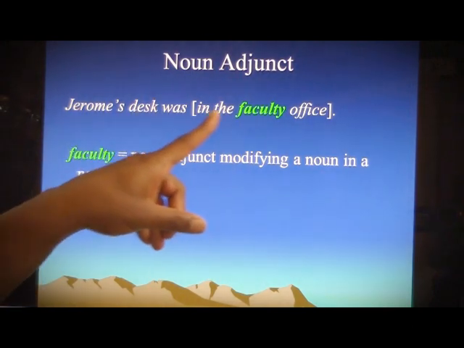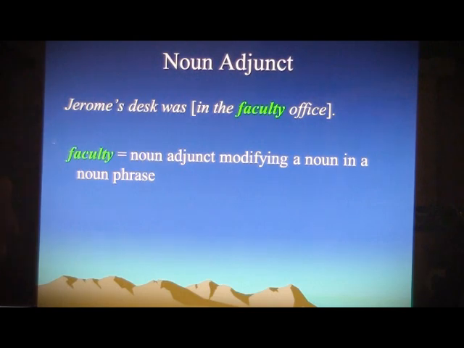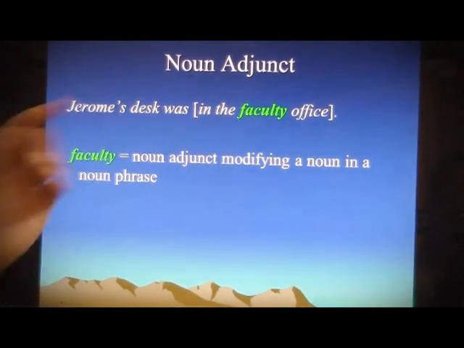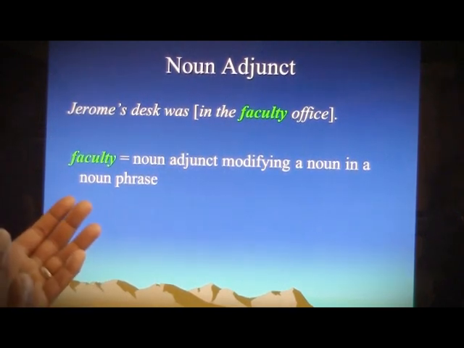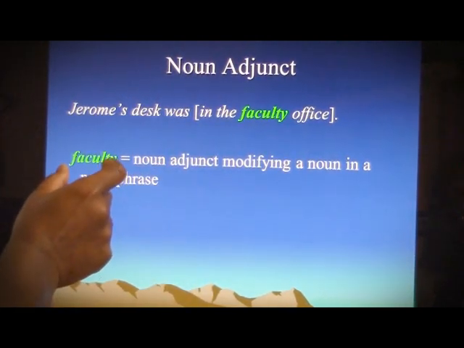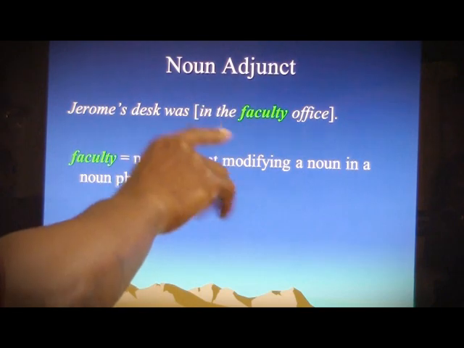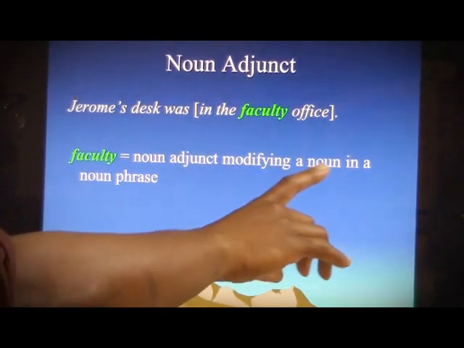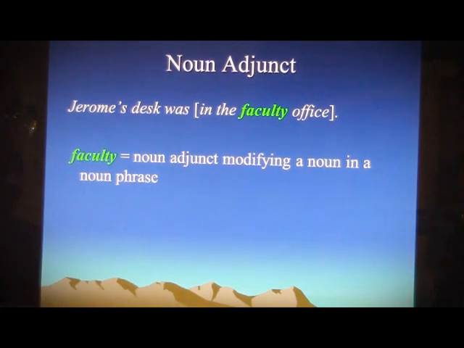Jerome's desk was in the faculty lounge. Just to repeat, it's a noun adjunct. Faculty is a noun. Faculty means a whole bunch of teachers. Right? So faculty is a noun, but it's describing the kind of lounge it is. So therefore, a noun adjunct modifies a noun in a noun phrase. It's a noun modifying another noun.